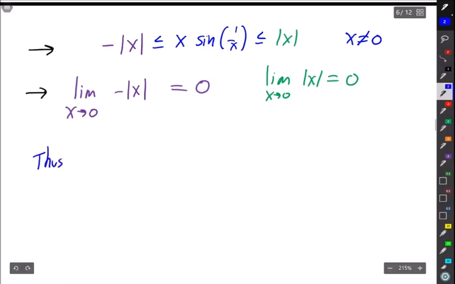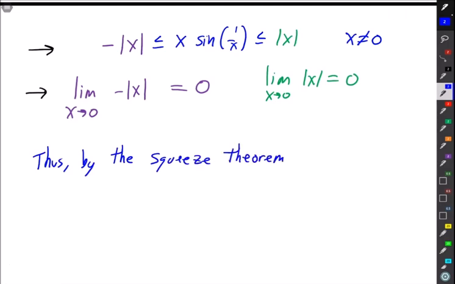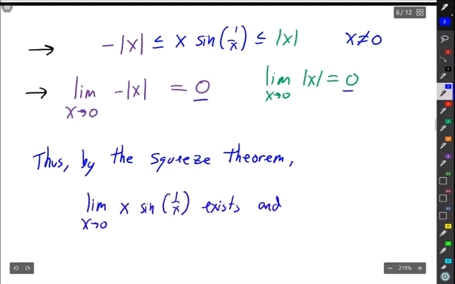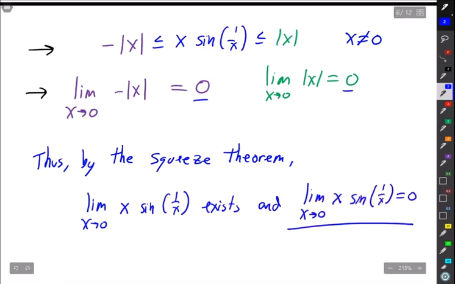So thus, by the squeeze theorem, we know that this limit must exist and be equal to 0 because both u and L limit it to 0. And there's our final answer, which is the answer we expected to see based on what we saw in the graph of this function. All right, so what is the process behind all of these problems?